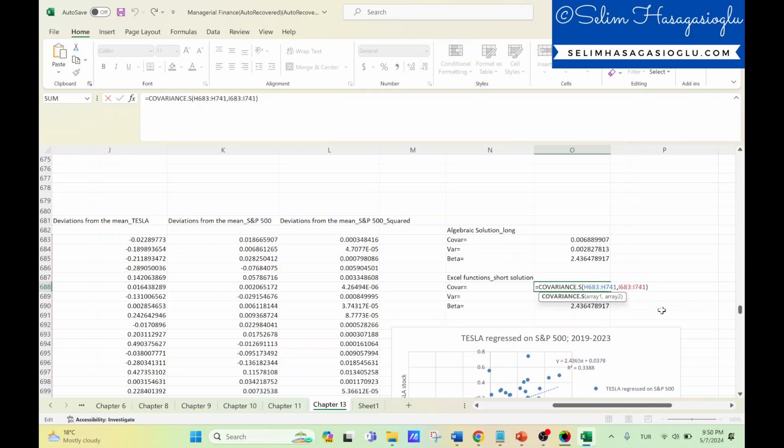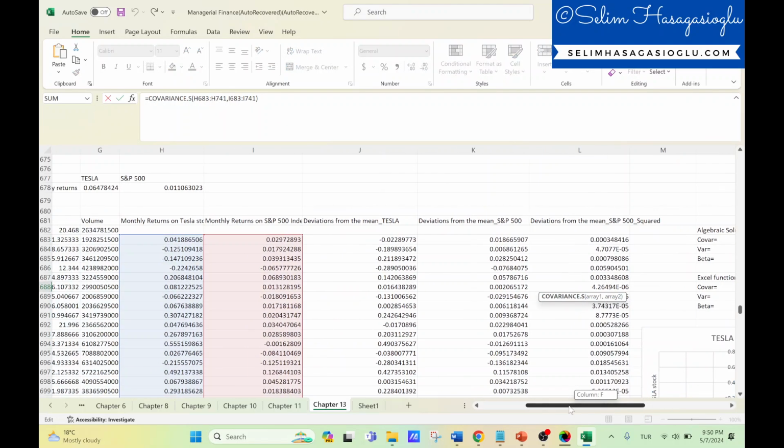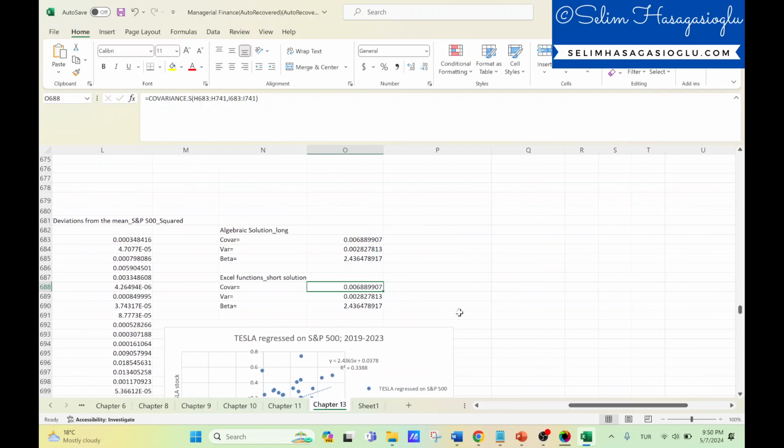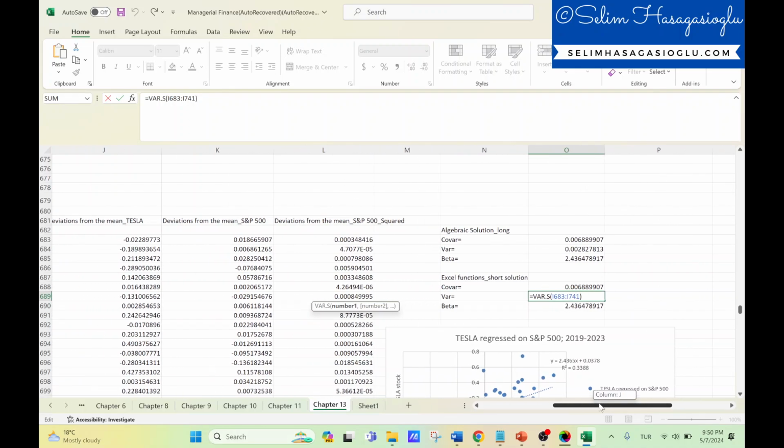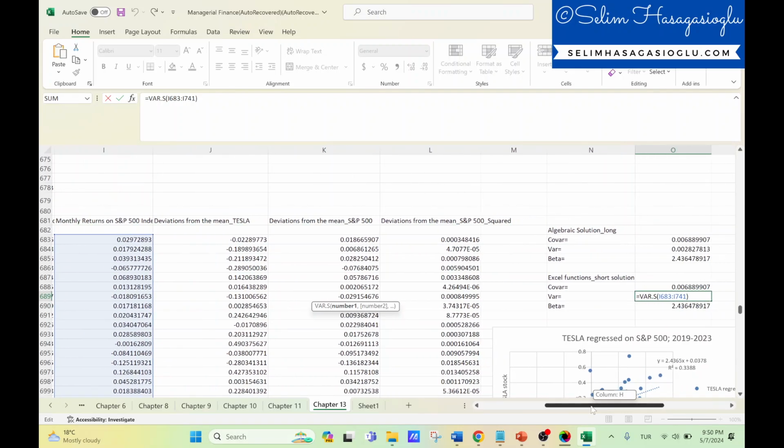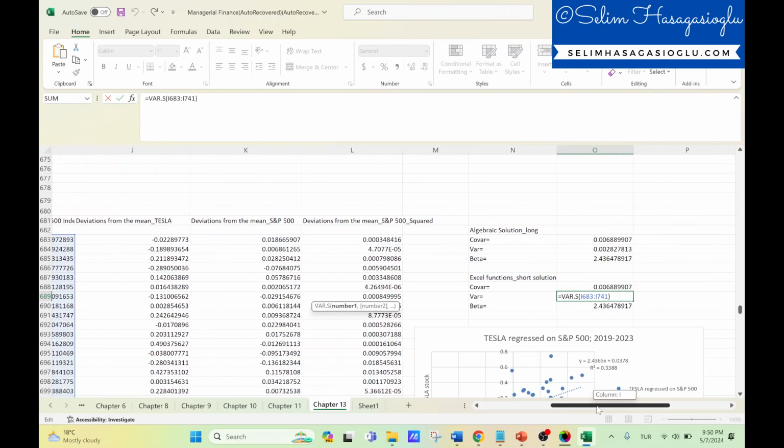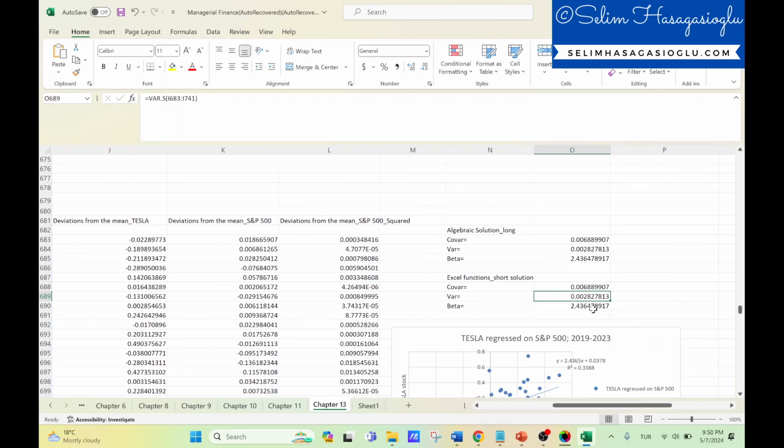And of course you can rely on the quick Excel functions, covariance for the sample and variance for the sample as well. For the covariance sample, again, the first array will be monthly returns on Tesla, and the second array will be monthly returns on S&P 500. And for variance, you can rely on the variance for sample for the monthly returns on S&P 500, so that we are getting the variance of the returns on the market portfolio. These are just quick Excel functions, and the covariance value divided by the variance value, we will be getting the same beta as that calculated here.